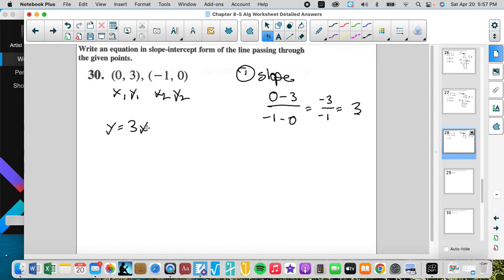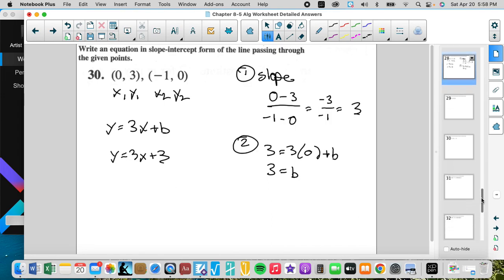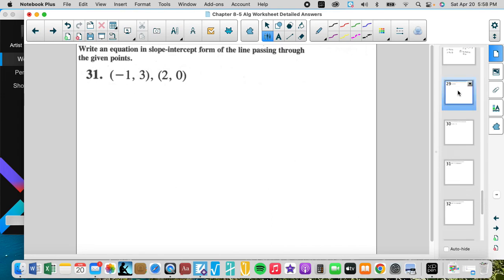Y equals 3x plus b. Let's pick a point. And we have 3 equals 3 times 0 plus b. Again, we should have seen that that was the y-intercept. But sometimes we're just so bought in to the process that we don't recognize that's the y-intercept. It's okay. This is taking 10 seconds. And, you know, we're still getting it done.